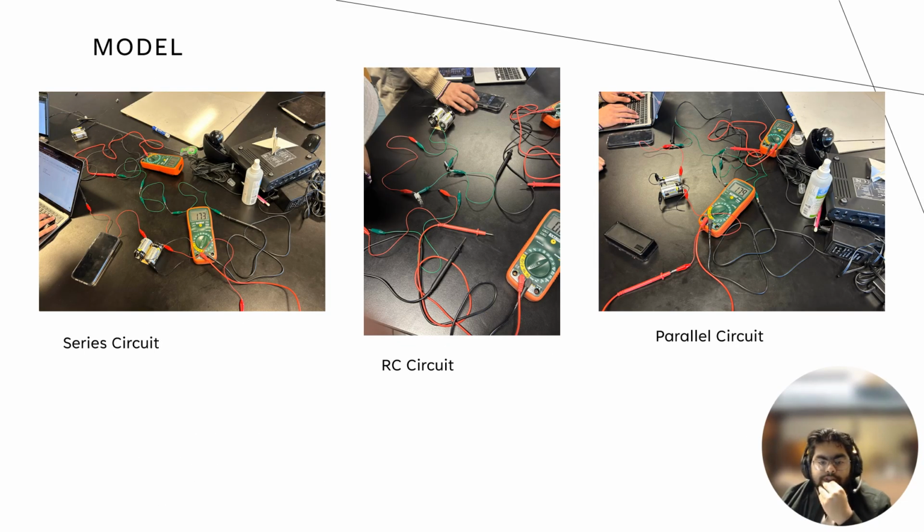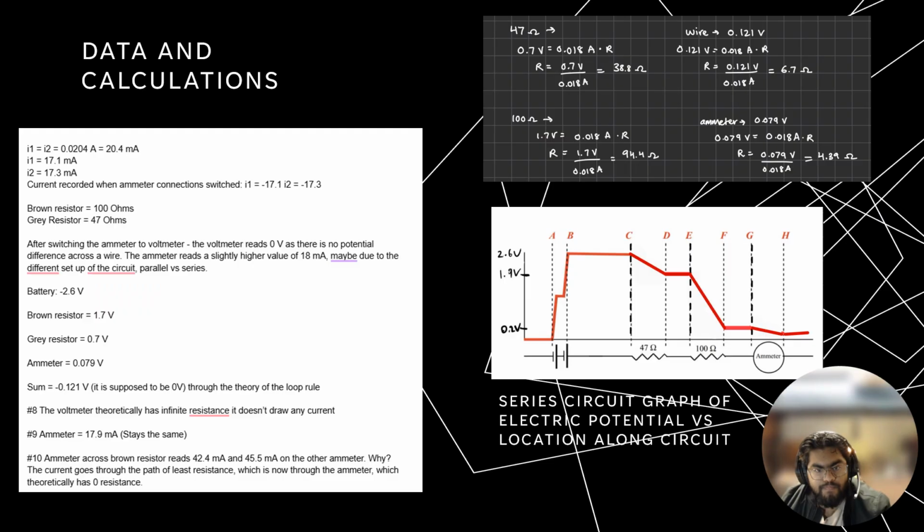Here are the different models. So series circuit on the left, in the middle, the RC circuit, which had the light bulb and the capacitor, and then on the right, the parallel circuit.